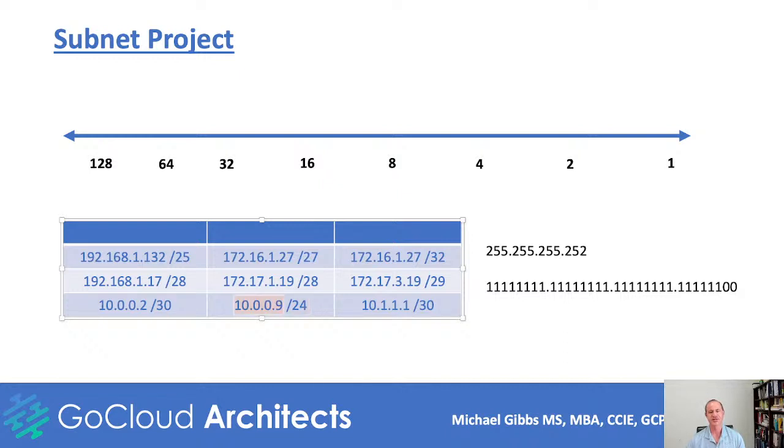Now let's go over here to the /24. Next. This is what this subnet mask looks like.